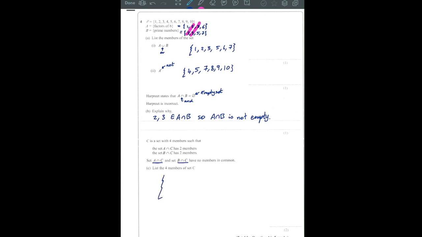So the 4 members of set C, well, from A, I have to choose 1 and 6. If I choose 2 or 3, then I'm going to have an overlap with the B intersect C as well. From B, I have to choose the 5 and the 7. Now, it doesn't matter if you put those in the wrong numerical order. As long as you don't write the same number twice, you're good. And that is indeed a set with 4 members where it intersects with A in 2 spots and it intersects with B in 2 spots, and those intersections don't overlap.